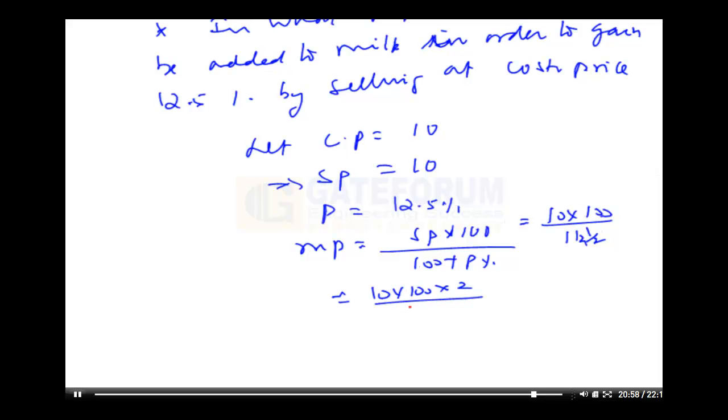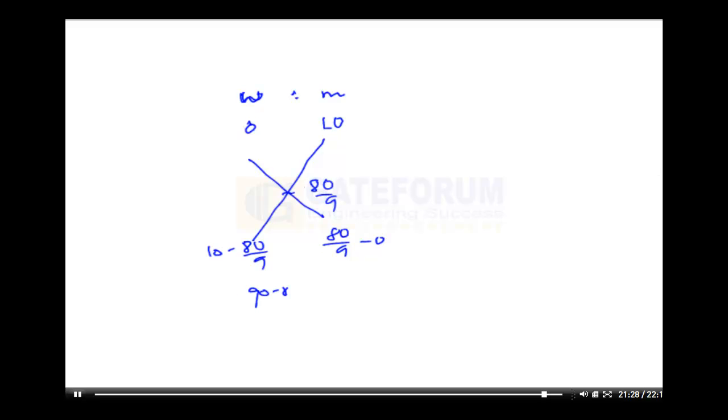So 10 into 100 into 2 by 225 divided by 25, 9 times 4 times, so 80 by 9. Water is to milk. Water cost is not there, so take it as 0. Milk is bought for 10. Overall we found out it is 80 by 9. So write the difference here. So get 90 minus 80 is to 80 minus 0, or 10 is to 80, the ratio is 1 is to 8.